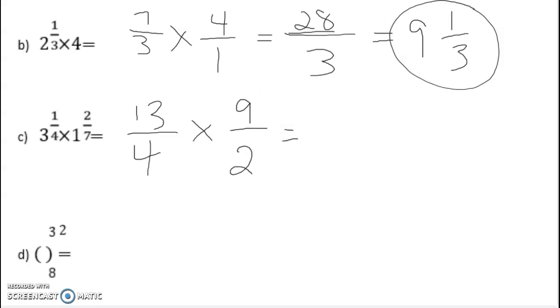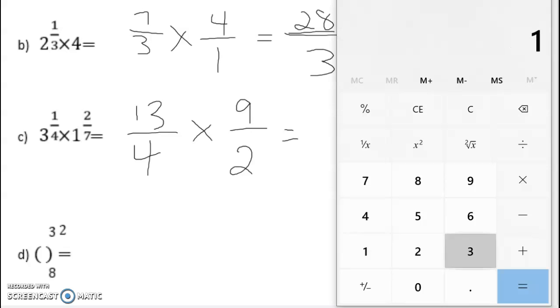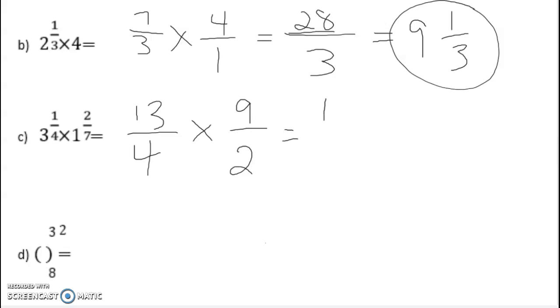Okay. And then we're going to multiply our numerators together. So we're going to have 13 times 9. So 13 times 9 gives us 117. So we have 117, and the denominator we have 4 times 2, which gives us 8. So we have an 8 there.